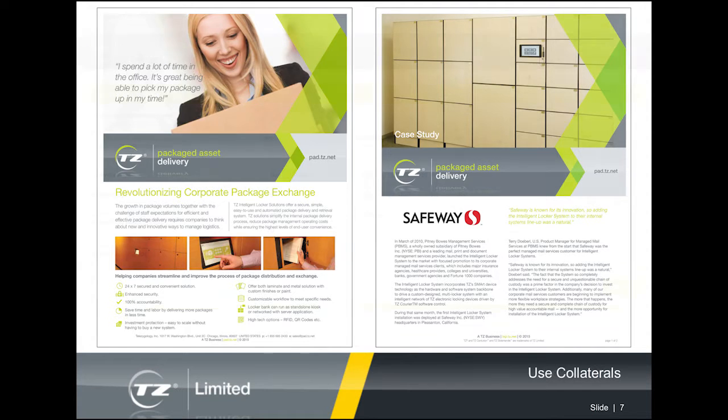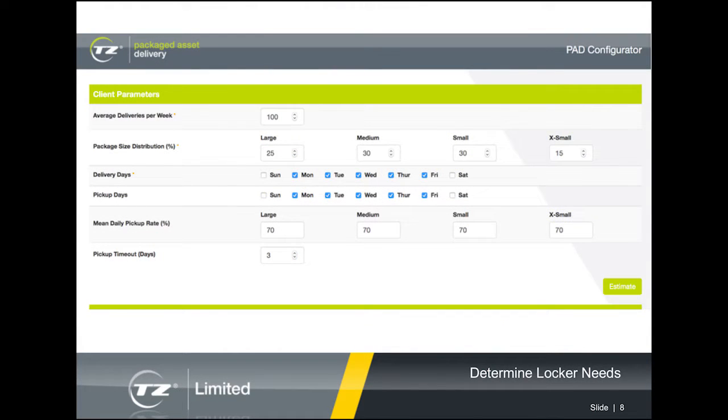after the meeting. Coming up with the right combination of lockers to meet the client's throughput requirements is actually more of a science than an art. TZ has a pad configurator tool that can be used when you are consulting the client to obtain their current package delivery metrics as input parameters. When you click the Estimate button, the tool determines the right combination of lockers and displays the suggested layout visually.